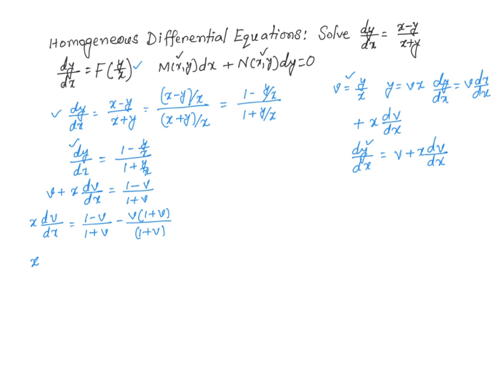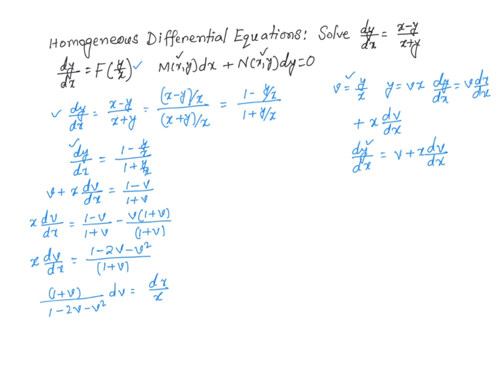And that is going to give me the following: x dv over dx. On the left, it doesn't change. On the top is going to be 1 minus 2v minus v square, and you can divide it by 1 plus v. Now I'll go ahead and do some simplification here again, and that's going to lead to the following. You're going to have (1 plus v) over (1 minus 2v minus v square) times dv is equal to dx over x.